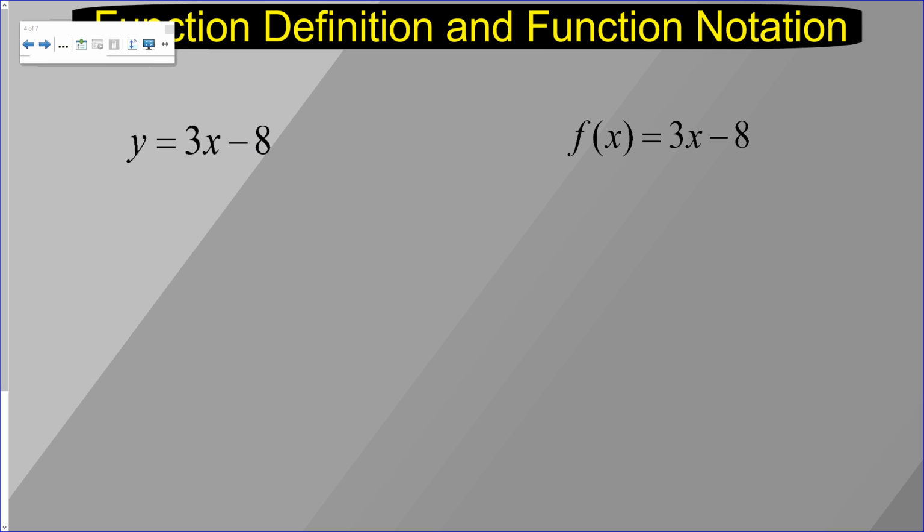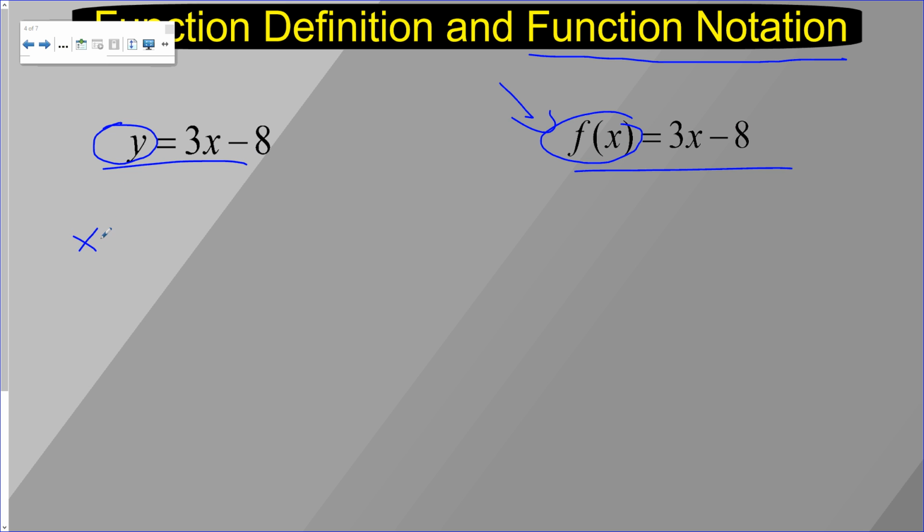Now we're going to look at this thing. We call it function notation. Okay, these two equations right here mean exactly the same thing. There's no difference. You'll see that the only thing we can visually see different is this guy right here. This is what you're used to seeing, y equals 3x minus 8. We know that x is the inputs and that y is the outputs.